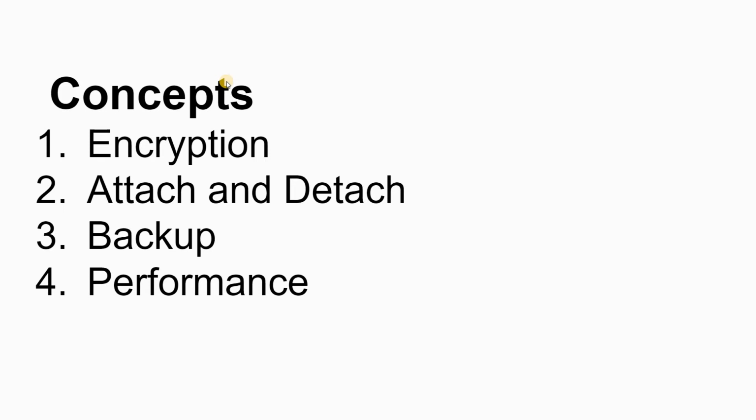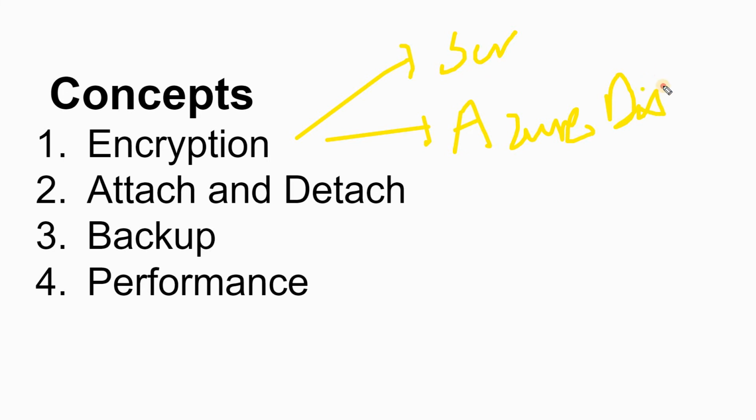We have encryption. In terms of encryption, there are two types we can see for a managed disk: one is server-side encryption and the other is Azure Disk Encryption. In server-side encryption, we have three things: platform managed encryption, customer managed encryption, and double encryption.